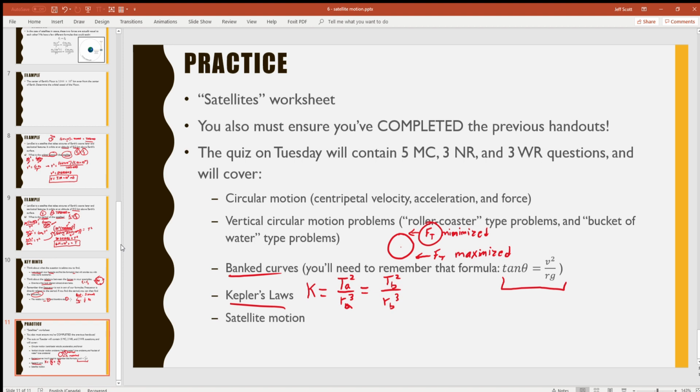Then, of course, the last thing you need to know for the quiz is satellite motion, as we covered today. That's just where FC equals FG, right? And it's up to you to determine which FC formula to use, because there are 2 different ones that you have to use depending on what the question is asking for.